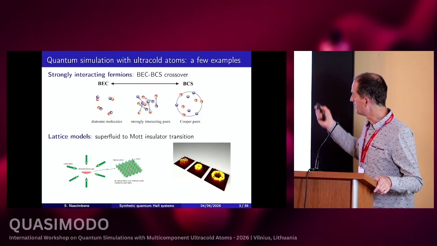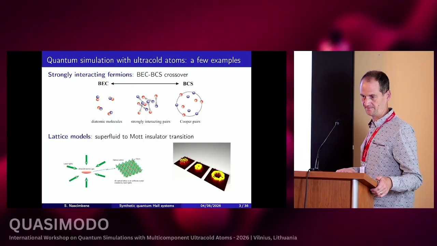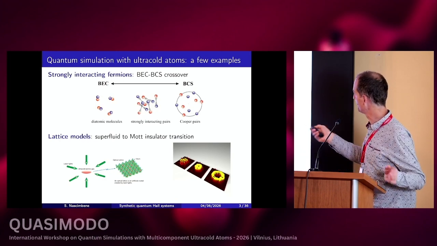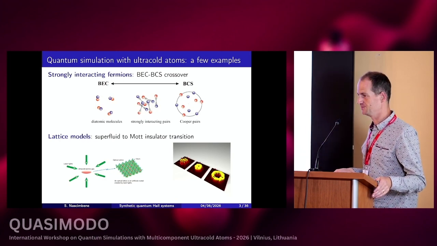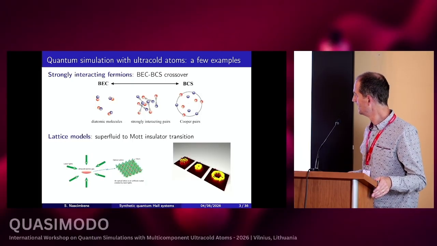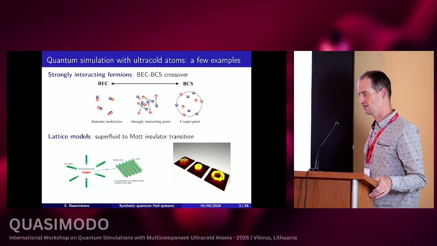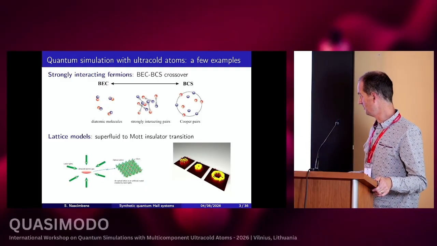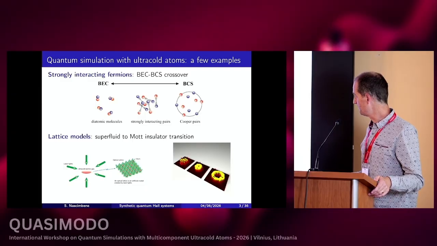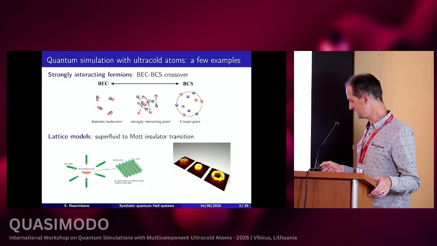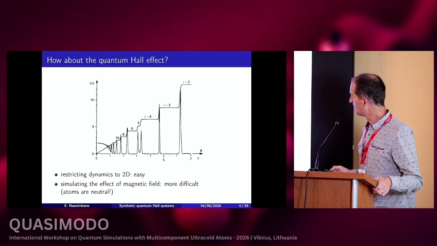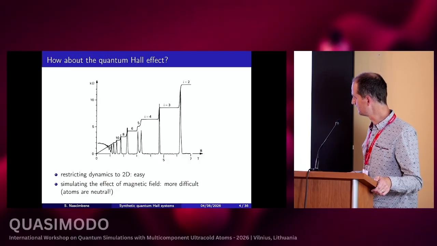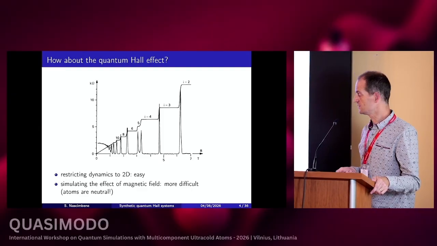Maybe briefly, I remind the big successes of quantum simulation with ultra-cold atoms. I will be extremely brief. So quantum simulation has been very successful, for instance, to study the BEC-BCS crossover with strongly interacting fermions. Using optical lattices, we could study many interesting phases of matter, such as Mott insulators, for instance. But here we are interested in the simulation of another class of phenomena associated with the quantum Hall effect.